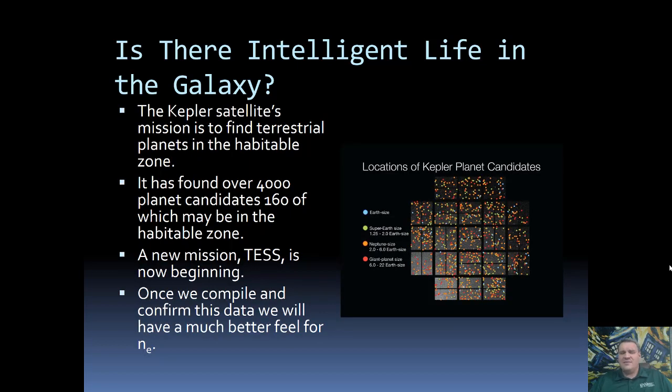Now, a lot of our data that's helping us try to figure this out actually comes from Kepler, which we mentioned previously. It found over 4,000 planet candidates, with 160 of those being in the habitable zone of its star. The new mission, the follow-up to Kepler, is the TESS mission, and it has actually already found a couple of habitable planets. Now, as we get through the back catalog of Kepler data, and we analyze the new data coming in from TESS, we're going to get a much better feel for N sub E. Kind of the current thinking is that it's about 20%, that about 1 in 5 star systems actually have a habitable planet.